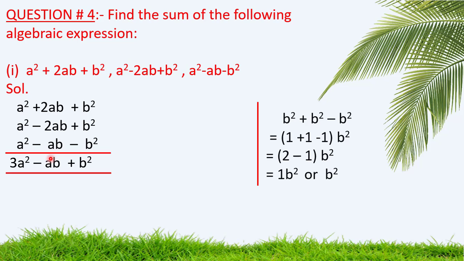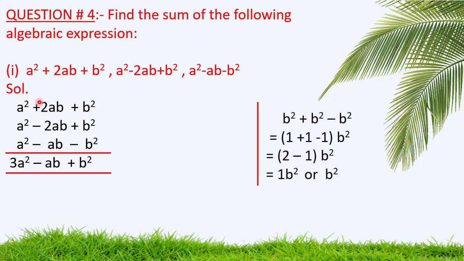Question number 4 is given over here, that is, find the sum of the following algebraic expression. In the first part of question number 4, we have to find the sum of these three algebraic expressions. In solution, we can add these three algebraic expressions by this method, which is called column-wise addition. Firstly, you have to arrange all the algebraic expressions in order. Secondly, you have to put the like terms in the same column. Now, we have to add like terms together but column-wise. Now you can see that we have 3 columns and all the terms in these 3 columns are like terms.